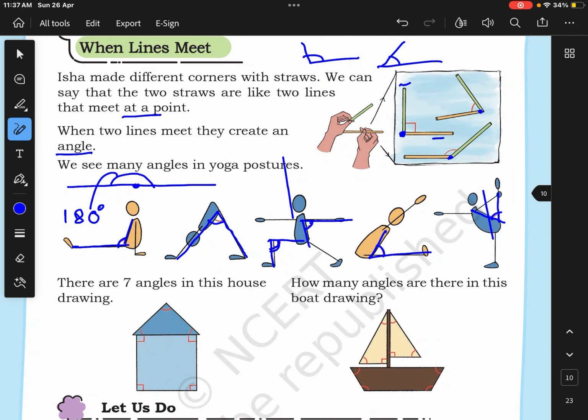So there are 7 angles in the house drawing. If you look at this house, one angle here, another here, another here, another here, another here, one here, another here. So if we count, 1, 2, 3, 4, 5, 6, 7, total 7 angles in the house drawing. How many angles are there in this board drawing? 1, 2, 3, 4, 5, 6, 7, 8, 9, and 10. So 10 total angles are there.